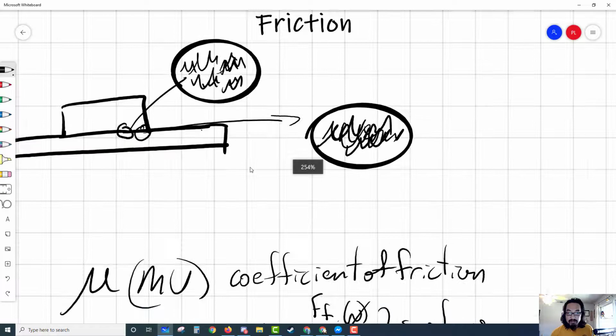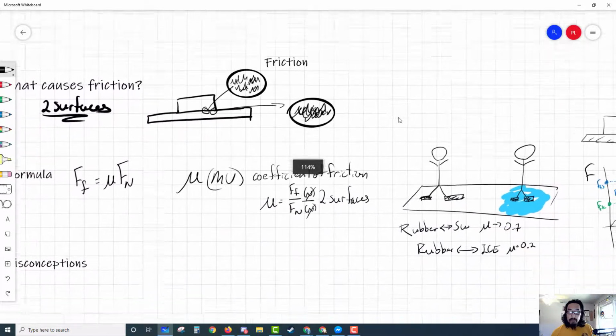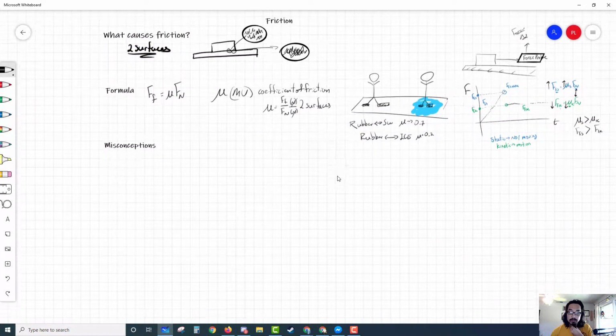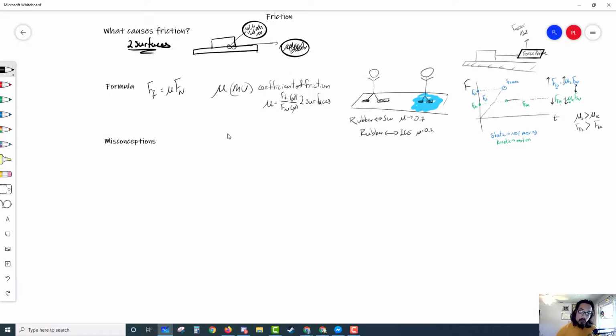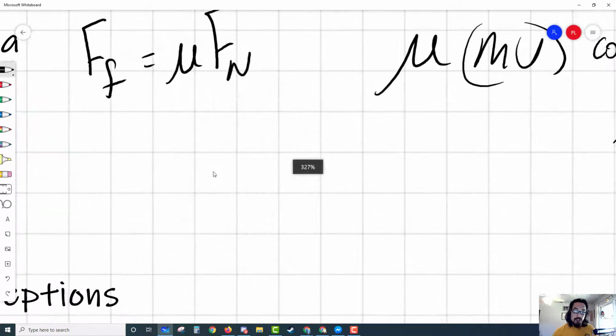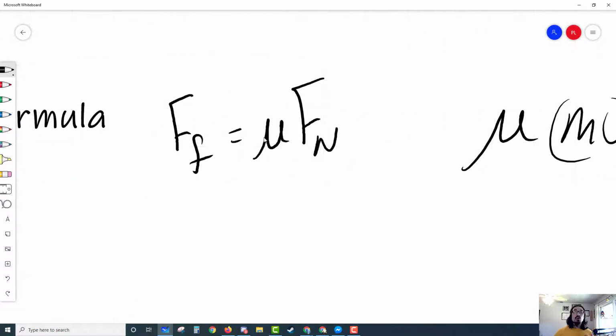All right, so here's something cool. We're taking a look at this equation, the force of friction equation, and we looked at how mu affects things.